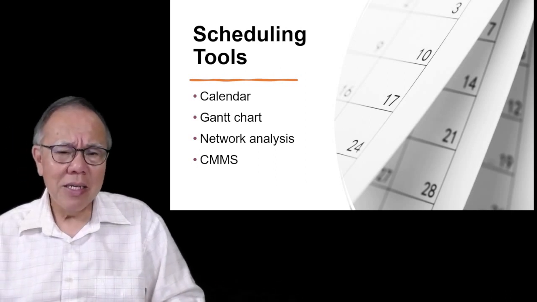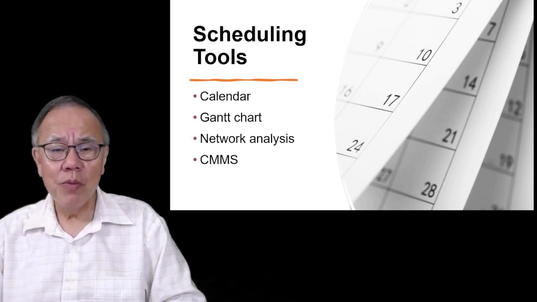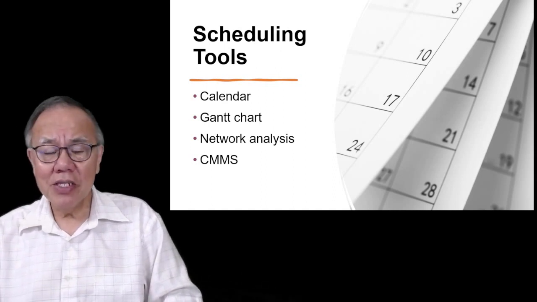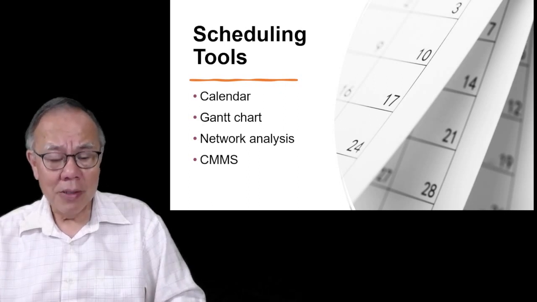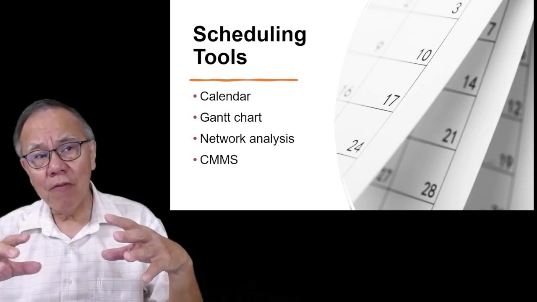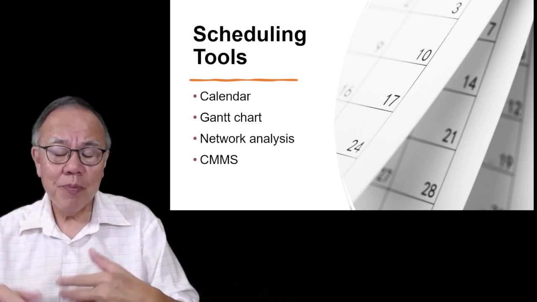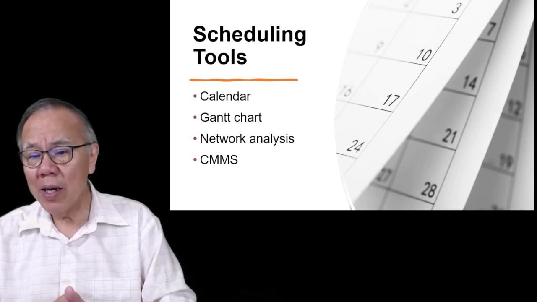You can use a calendar. A calendar is a very simple one. It costs very little, so you can mark in your calendar when to service what equipment. But there is a limitation. Then you can use a Gantt chart, which is also not too bad. A Gantt chart is good for very specific tasks, but if it's a continuous repetitive job, then the Gantt chart is not a good one.